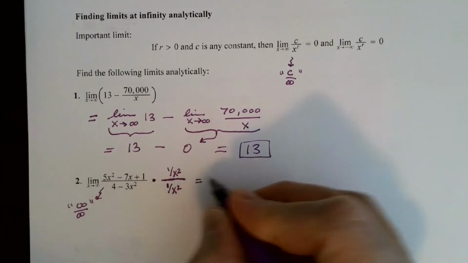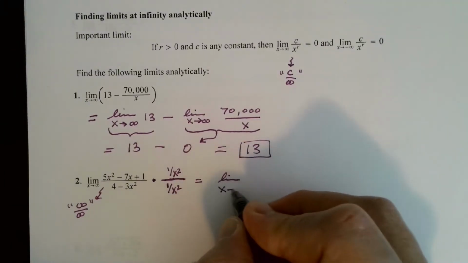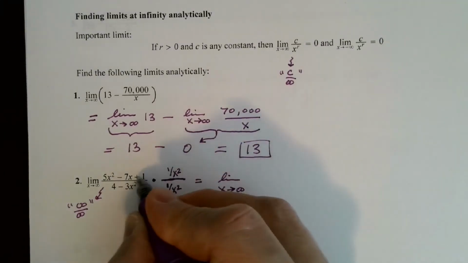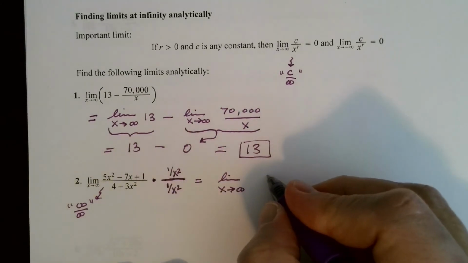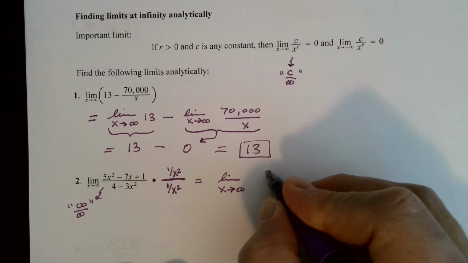All right, so what does this look like? The limit as x goes to infinity. Well, I'm going to distribute this through the top and through the bottom. 5x squared times 1 over x squared. I'm going to do this first one once.